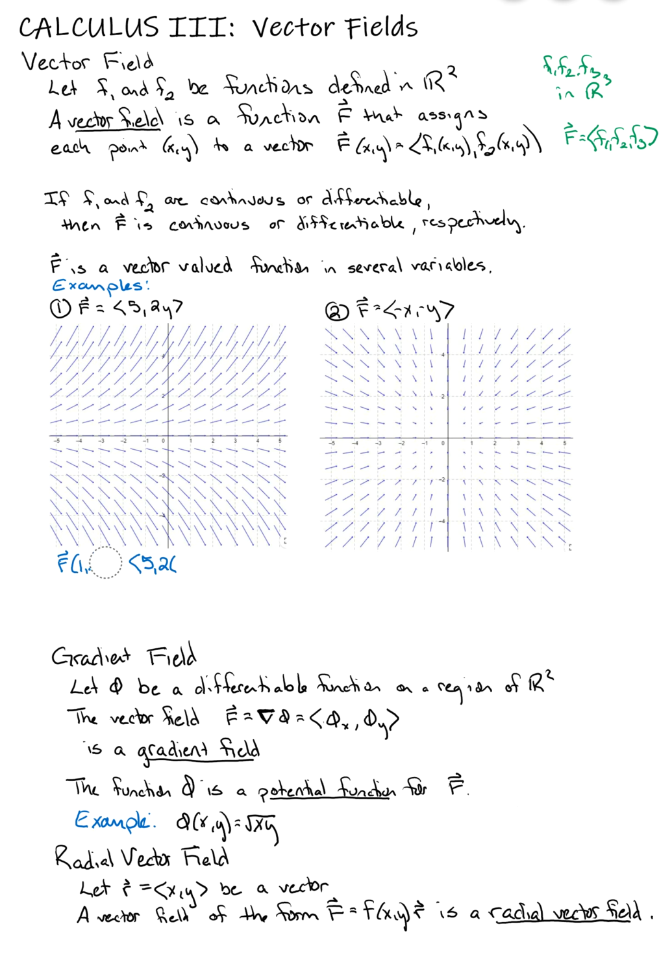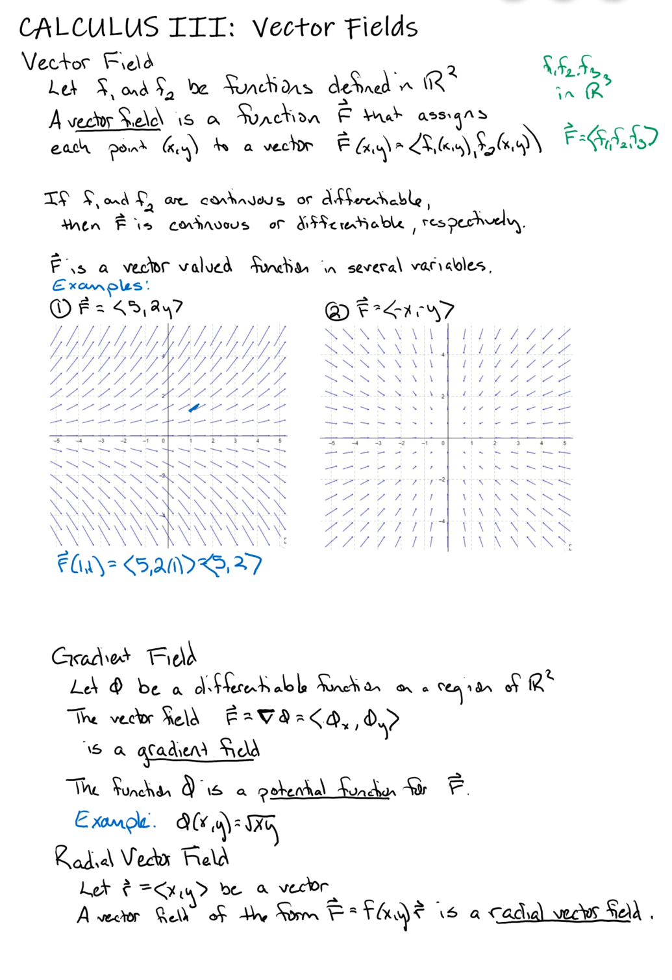Actually, let me back up. Let's do (1, 1). The first component is 5. The second component is 2 times the y value. In this case, the y value is 1. So we have (5, 2) as the vector. Now, what we're going to do is go to the point (1, 1) and draw the vector (5, 2). So at the point (1, 1), we have the vector (5, 2).